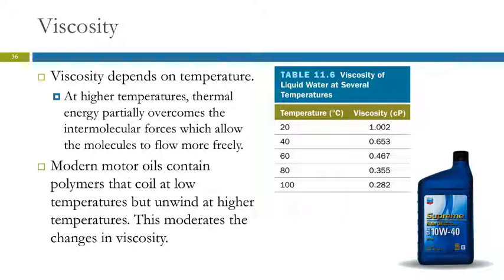At higher temperatures, oil, anything, becomes less viscous. And so we want to counteract that. We'd love for our motor oil to have the same viscosity at all temperatures. So by having these polymers in the motor oil, when the engine gets hot, the polymers uncoil, maintaining the viscosity of the oil. And when it cools down and gets cold, they coil up, reducing the viscosity. And so we moderate changes in viscosity.